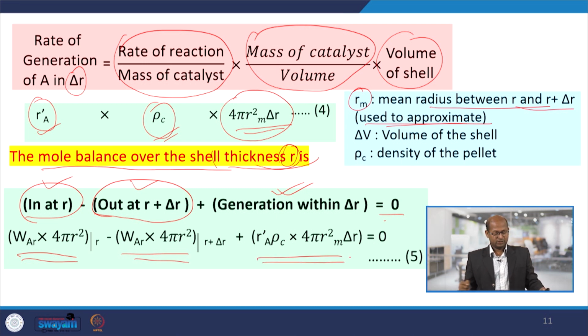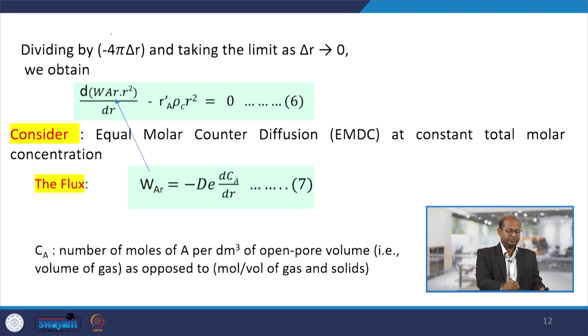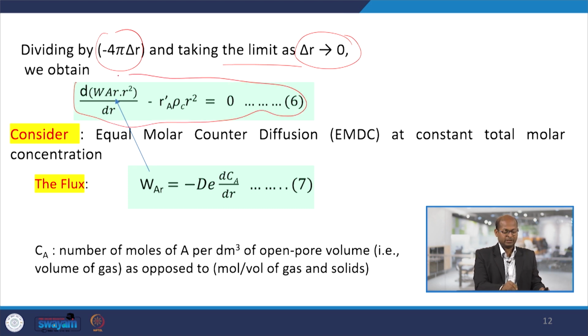So from this, if we simplify by dividing and taking the limit as delta tends to 0, we get this differential equation after simplification of the material balance. And if we consider equimolar counter diffusion, here the flux W A R that we said, is at the R location we are considering.